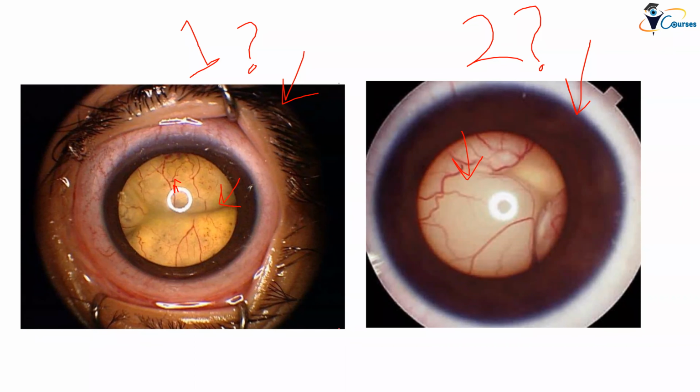The third difference between Coats disease and retinoblastoma will be the age of presentation. Usually retinoblastoma will present below 2 years old, while Coats disease will present at an older age, usually around 6 to 8 years old.